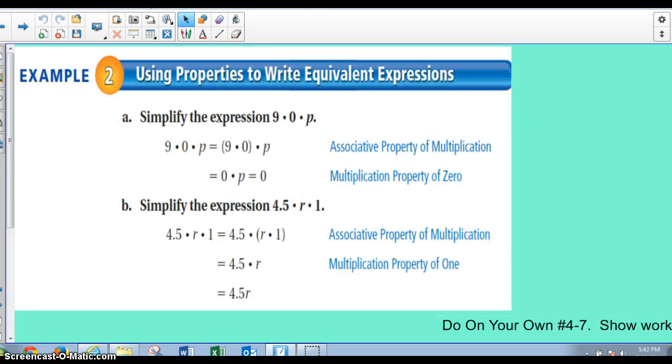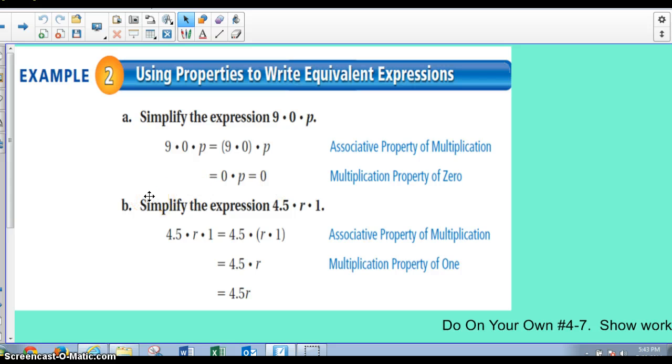All right, example 2, more practice in identifying properties. Here we have 9 times 0 times p. So what we need to do is do the associative property of multiplication. What did we do? We put in some parentheses. So we have 9 times 0, kept the variable out. So now we have 0 times p, which is 0. That also, no matter what p is, it's going to be 0. We call that the multiplication property of 0.